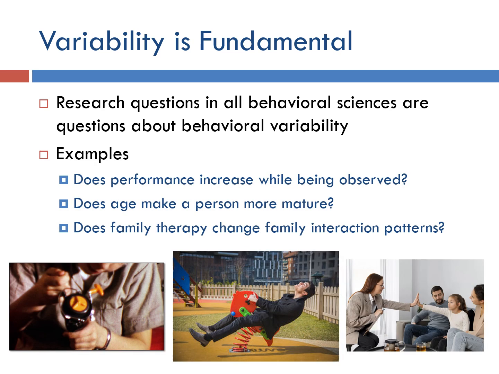So our examples that we've talked about: performance increases while being observed, that social facilitation that we learned about in the last lecture. Or maybe we're seeing variation in maturity and we might see that that's related to variation in age. Does getting older make us more mature? Or there are different types of therapy that could be introduced into a family interaction, and of course there's variation in family interaction. So how is the type of therapy and the variability in that related to the variability in the patterns within the family? All this is variation responding to variation.